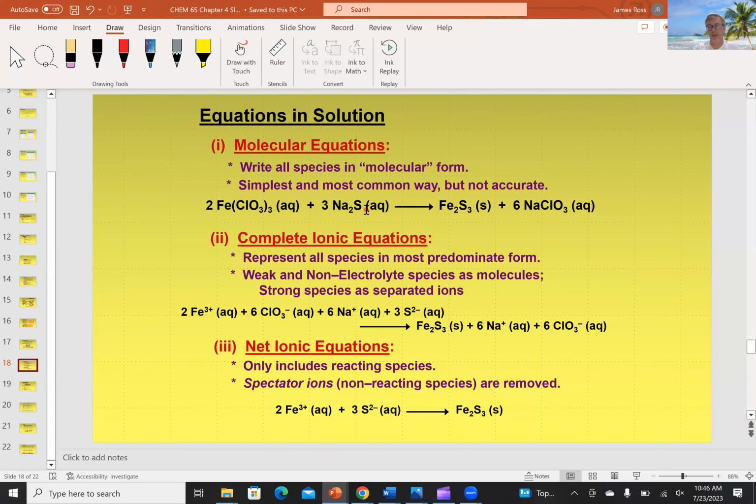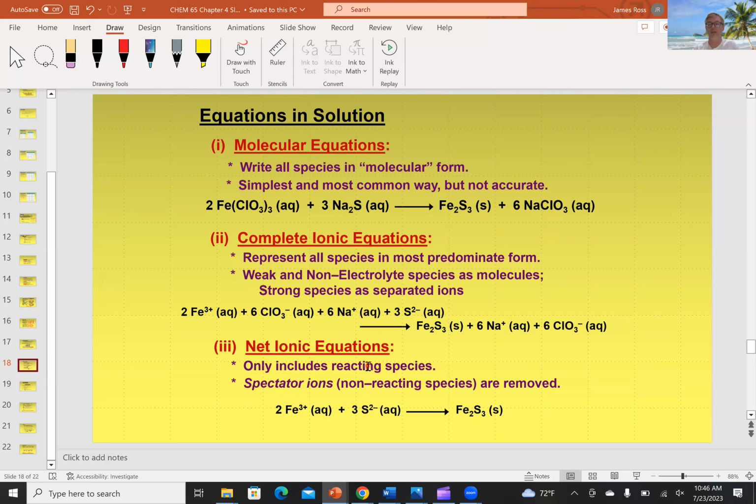Sodium sulfide is a strong electrolyte, so we separate it into sodium ions and sulfide ions. We don't separate solids, so we just rewrite iron 3 sulfide. And sodium chlorate is a strong electrolyte, so we separate it into sodium ions and chlorate ions. To get the net ionic equation, we cancel spectators.